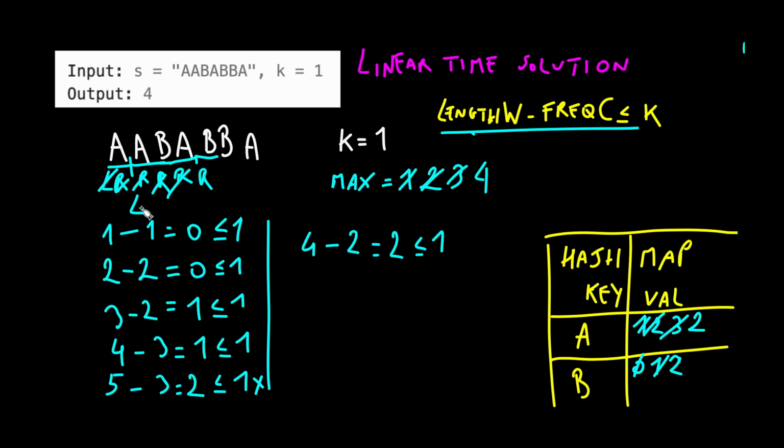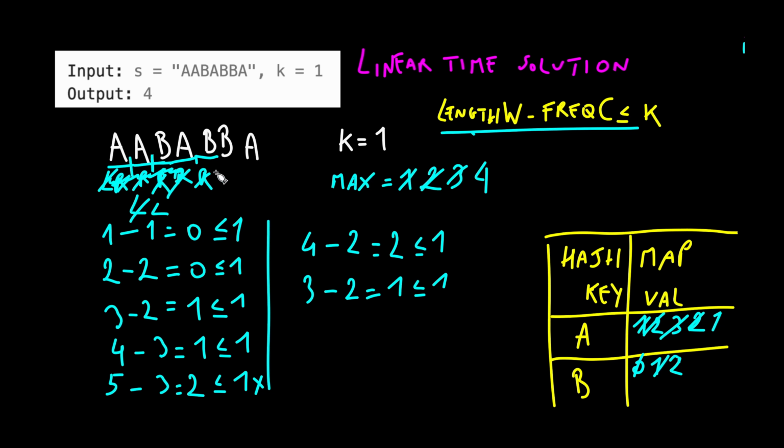So we want to move our L again. L is now going to be here. We want to update our frequency. A is now appearing once. We want to do the same thing now with the new window length, which is 3 minus 2, which is 1. So this is valid. The window length is 3, so it's not greater than 4. We are not going to update our max.